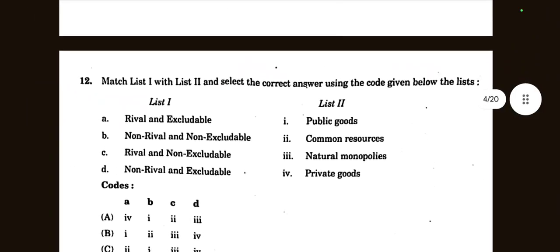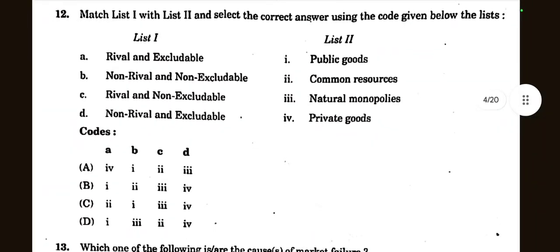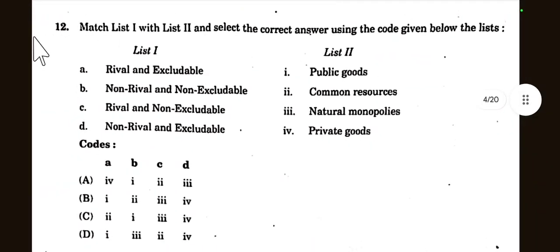Then come to question number 12. This is a matching question, list 1 and list 2. First one is rival and excludable. We see these are the characteristics of private goods. Then non-rival and non-excludable, these are the characteristics of public goods. Then rival and non-excludable and non-rival and excludable.